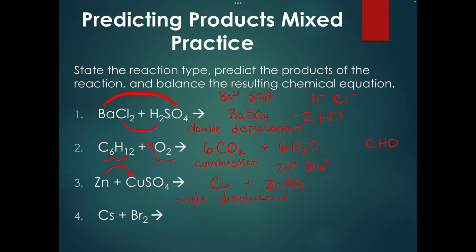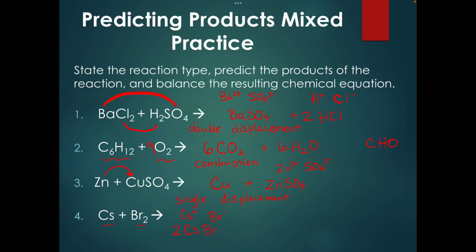All right, for our last example, we have cesium reacting with bromine. Do you see that these are two elements? Anytime you have two elements, the only type of reaction that can happen is a combination reaction. So let's react these together. We'll have cesium and bromine make cesium bromide, so we just need to figure out what that is. Cesium is Cs+, and bromine is Br-. So when they react together, we get CsBr.